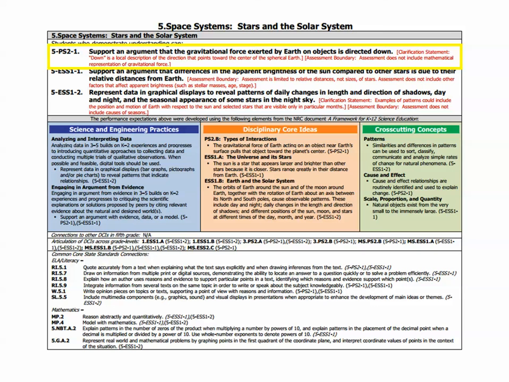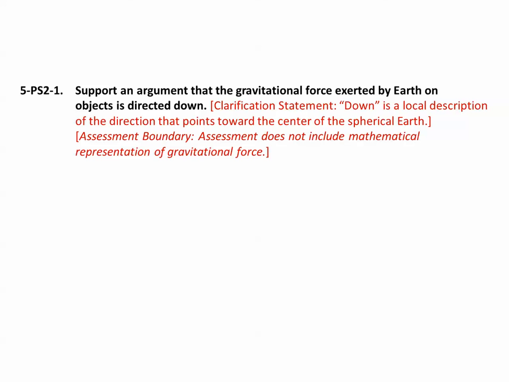What we're going to do next is take one individual standard and take a really close look at the performance expectation. This is 5-PS2-1, and it says support an argument that the gravitational force exerted by Earth on objects is directed down.